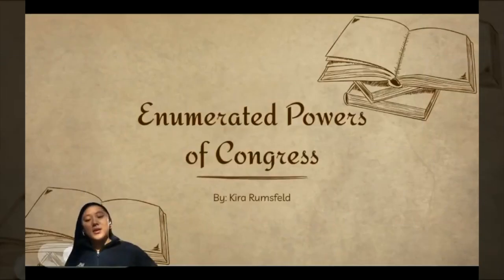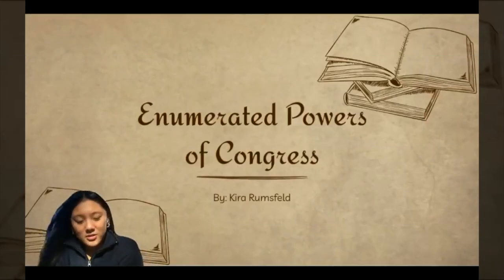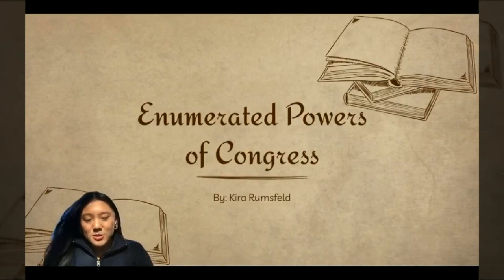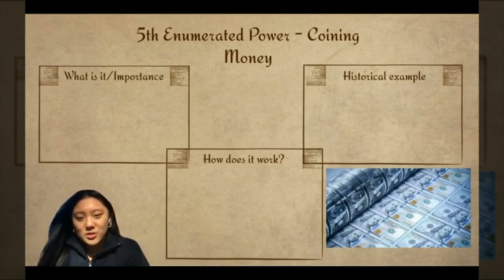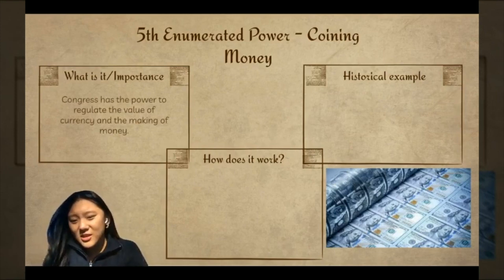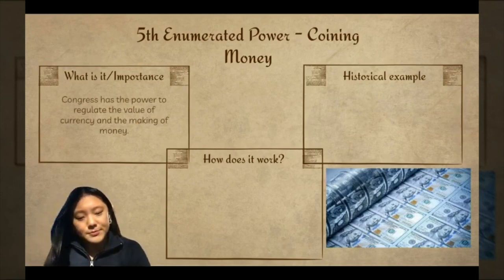Thank you. So for the enumerated powers of Congress, I did the Fifth and Sixth Amendment, which is about money. Fifth enumerated power, which is about coining money. What is it and what is its importance? Congress has the power to regulate the value of currency and the making of money.